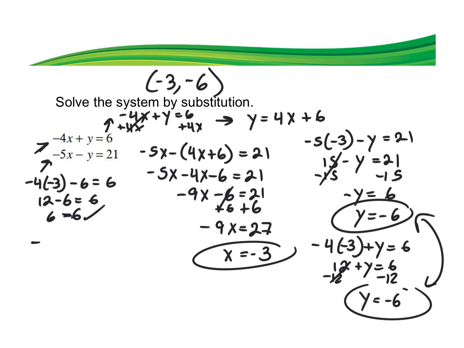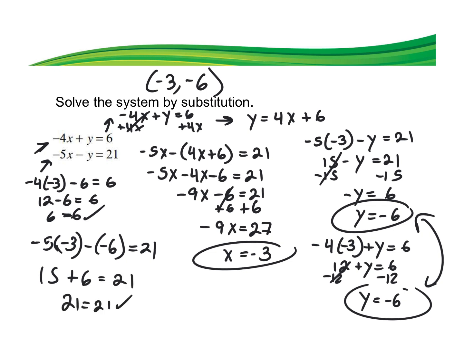We're going to do the same thing for the second. So 5 times negative 3 minus negative 6 equals 21. So I get 15 plus 6 is equal to 21. So I get 21 is equal to 21. Since it worked for both equations, we know our ordered pair of negative 3 comma negative 6 is the right solution.